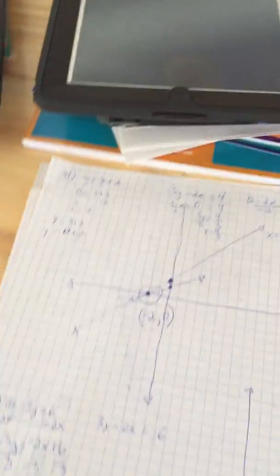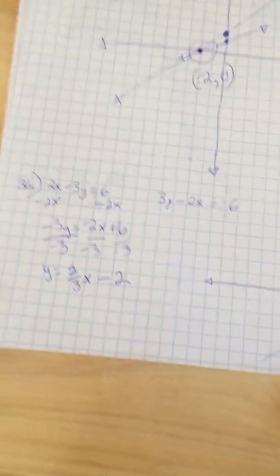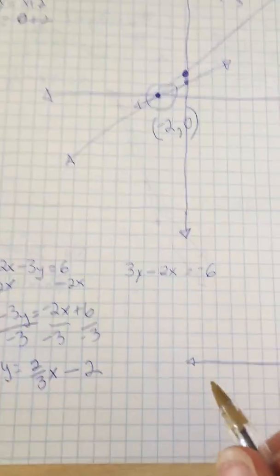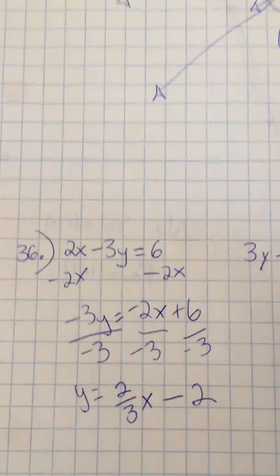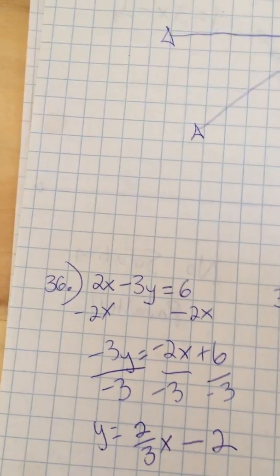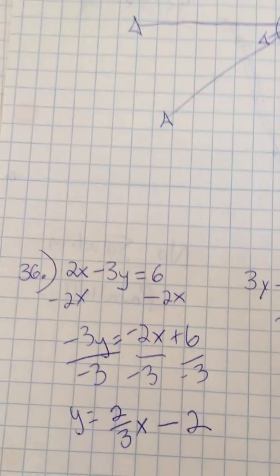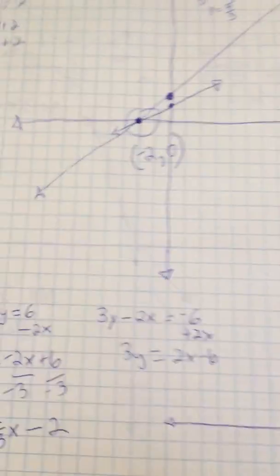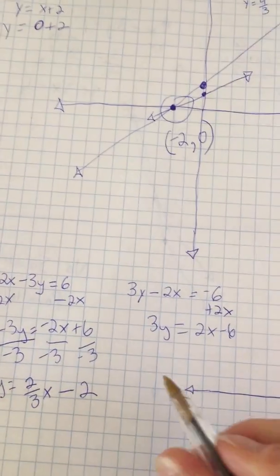My battery just died a little bit, but it seems like our video is going to keep going. Okay, and then the same thing for this one. Before my battery dies, basically it comes out to be the same. So if I want 3y alone, I got to add this 2x. So now you have 2x minus 6. Shoot, I wish my battery wasn't dying.